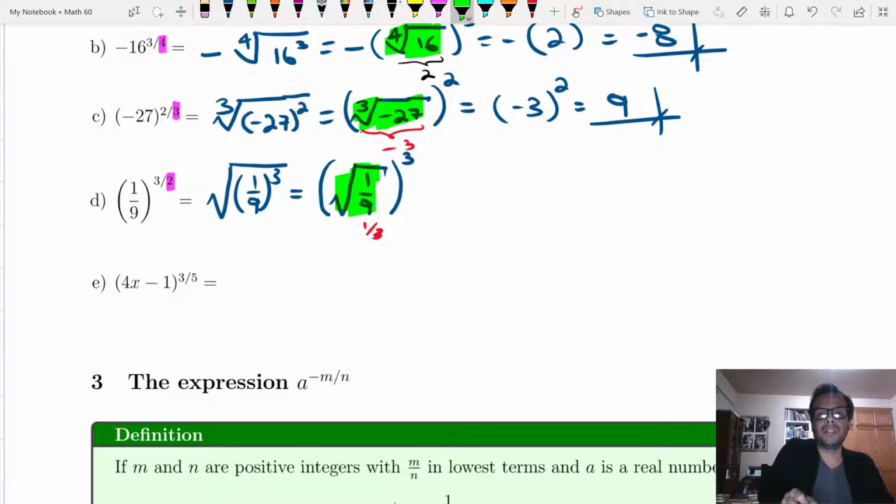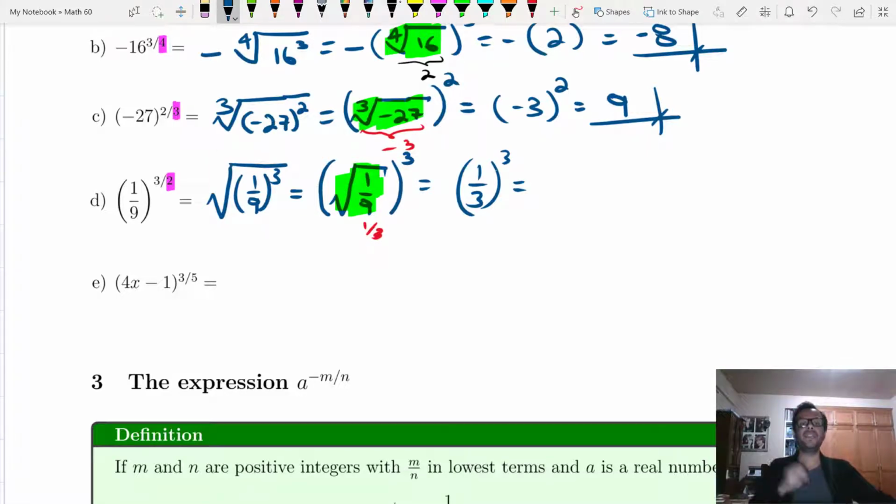And then we get 1/3, which is the result, and then raise it to the third power. From here we do the following. We are going to raise 1 to the third power, and then 3 to the third power. 1 to any power is always 1. 3 to the third power is 27.